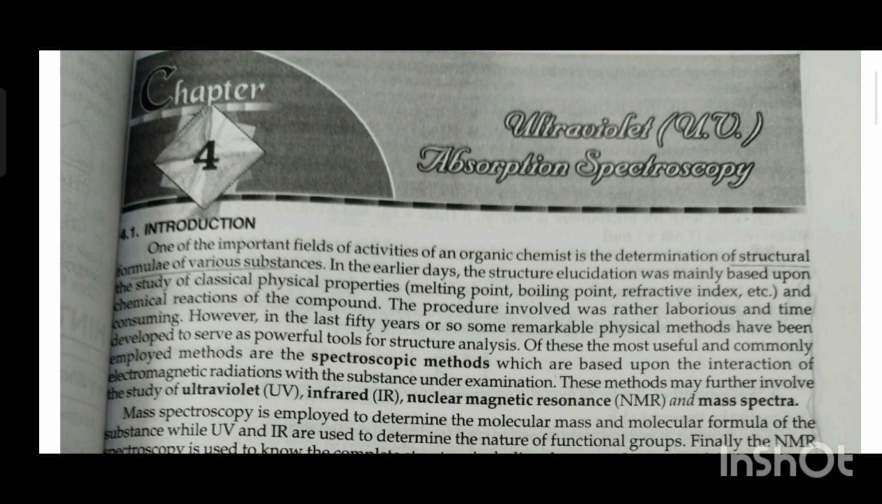Introduction. One of the important fields of activity of an organic chemist is the determination of the structural formula of various substances. In the earlier days, structure elucidation was mainly based upon the study of classical physical properties, melting point, boiling point, refractive index, etc., and the chemical reactions of a compound. The procedure was rather laborious and time consuming.